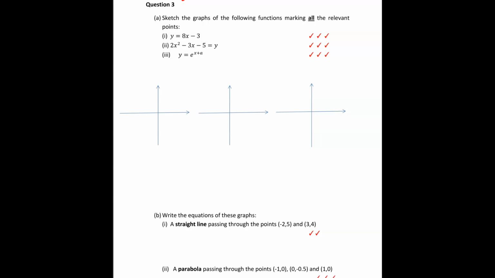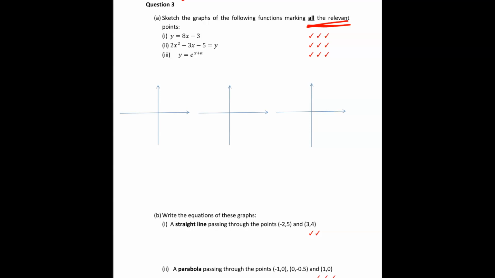This is question 3 in the DE4102 test, trimester 1, 2021 at Welltech. This question was particularly poorly done, mainly because a lot of you failed to follow instructions. Look at it, it says here marking all the relevant points. Now we've talked about that. Those need to be the intercepts on each axis.